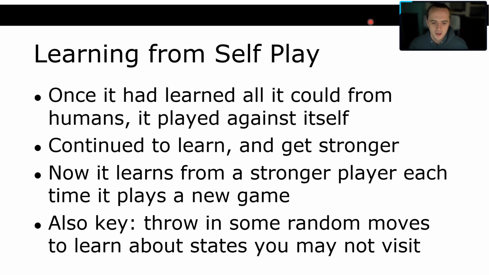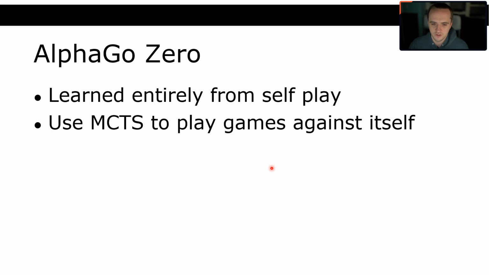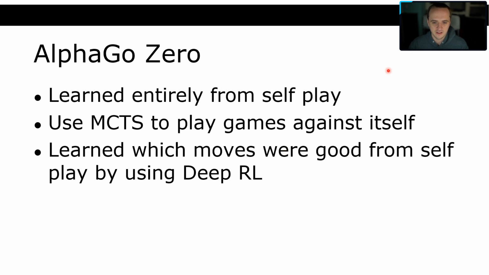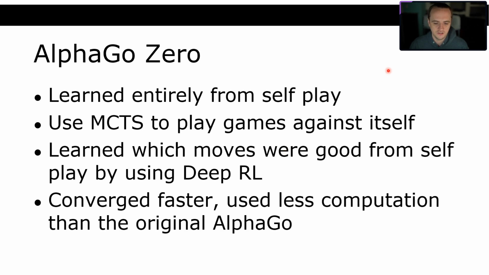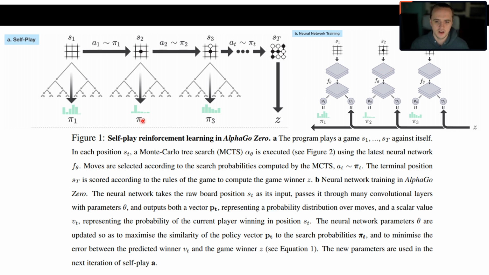Also key was to throw in some random moves or random states in order to learn about states that might not be visited if humans were to play against each other. AlphaGo Zero learned entirely from self-play. It used Monte Carlo tree search to play the games against itself, and then it learned which moves were good by using deep reinforcement learning. It converged faster and used less computation than the original AlphaGo, and it also worked for chess as well.